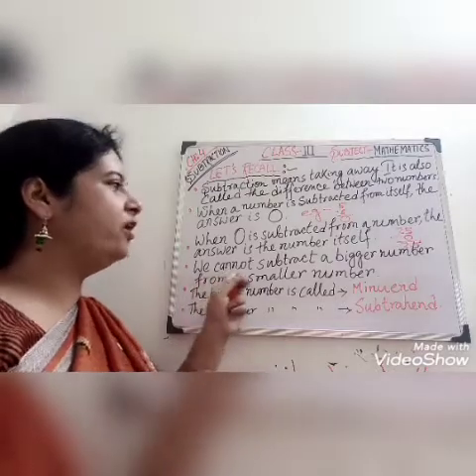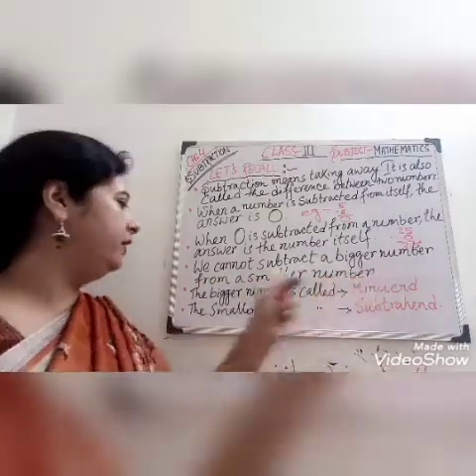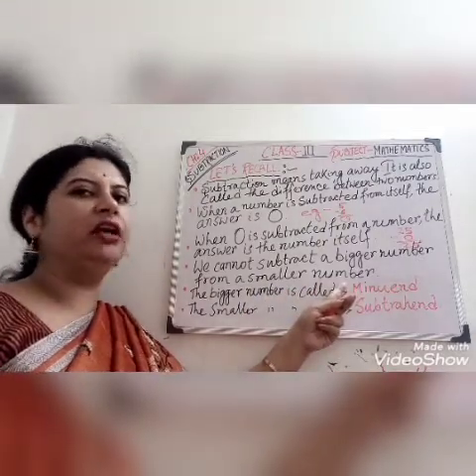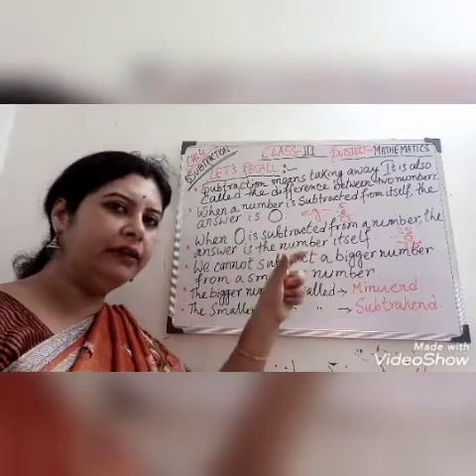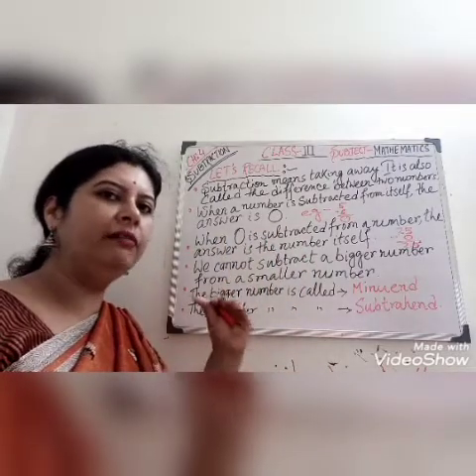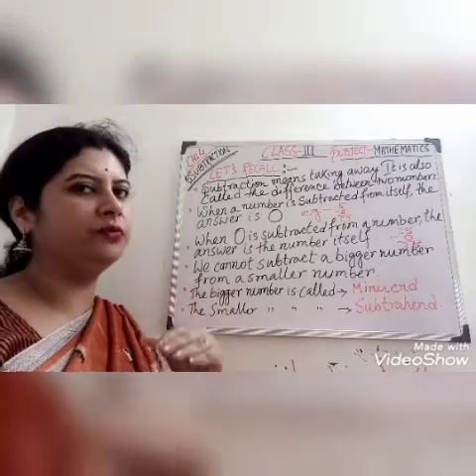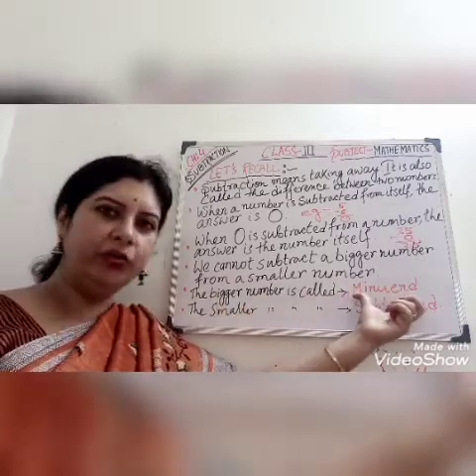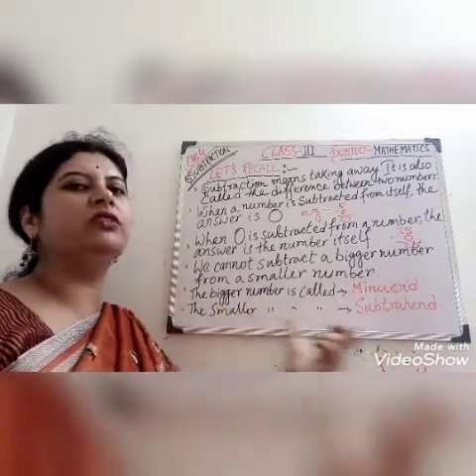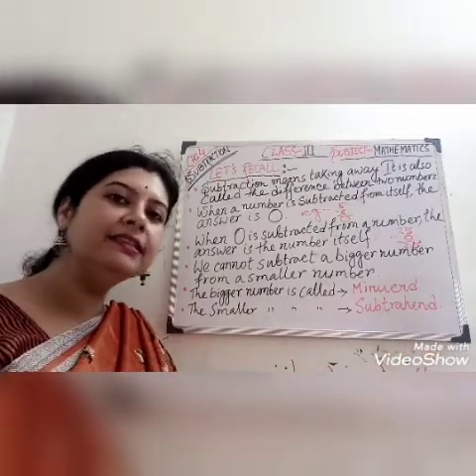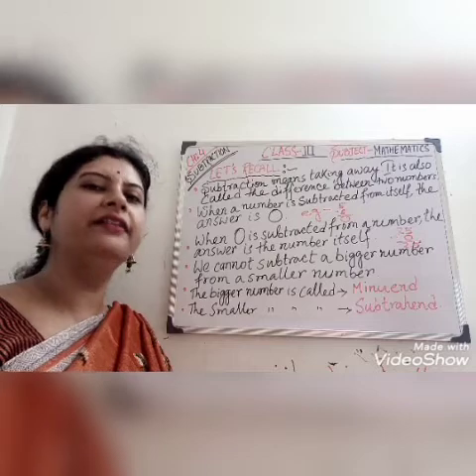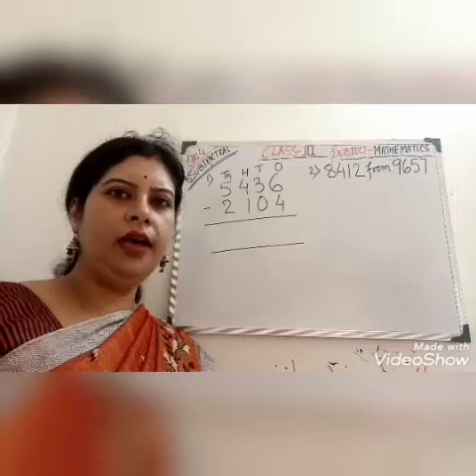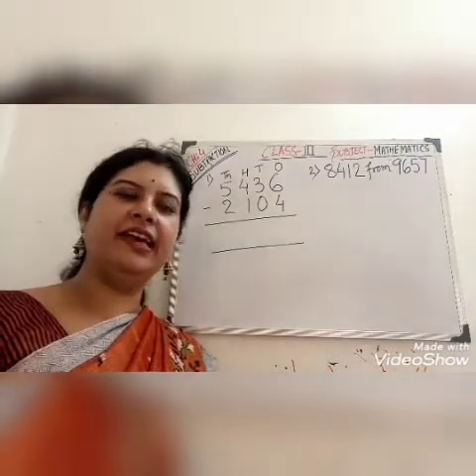Next, we cannot subtract a bigger number from a smaller number. In case of subtraction, we always write down the bigger number above and the smaller number under it, and then we subtract it. Because the bigger number is called minuend and the smaller number is called subtrahend, and the answer of the subtraction is called the difference of those two numbers. Clear, children? Now we are going to solve our exercise one by one.